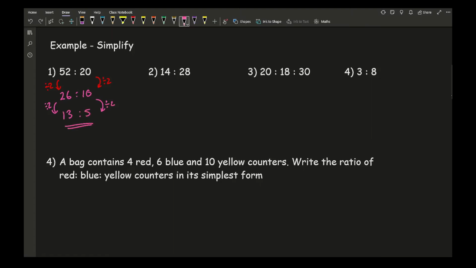Then moving on to question 2, again 14 over 28. So I think to myself, what's the biggest number that goes into both 14 and 28? Well, that's going to be 7. So if I divide one by 7, I have to divide the other by 7. 7 goes into 14 twice, and 7 goes into 28 four times. And then I can divide that by 2 to get 1 to 2.